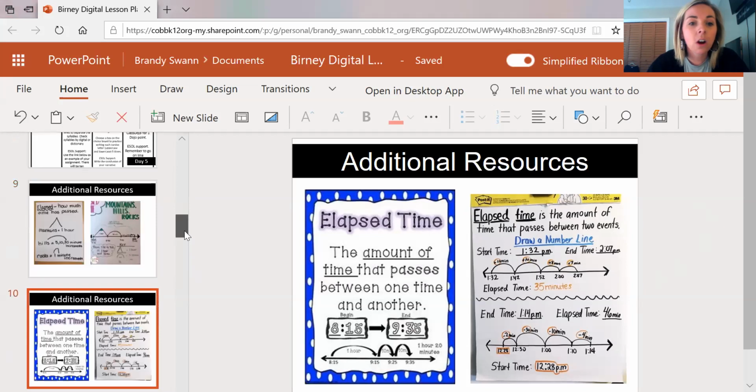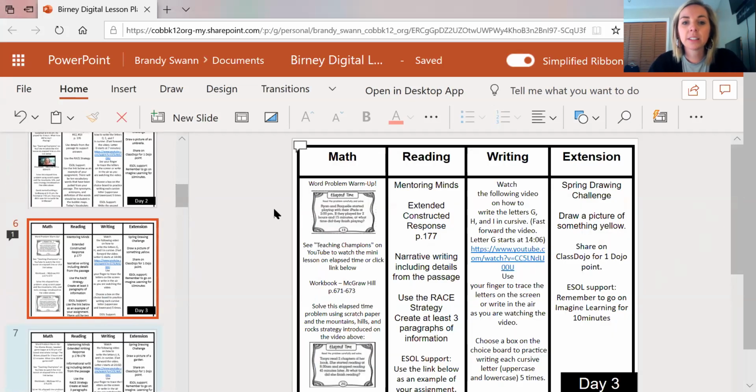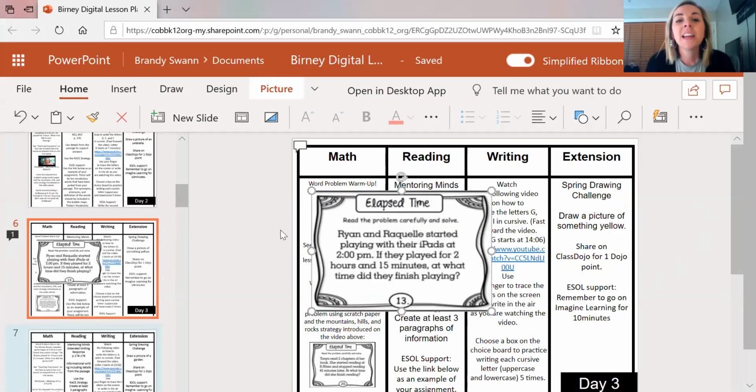So today we're going to solve the word problem warm-up. I'm going to make it bigger for this. It's going to be a little blurry. It says Ryan and Raquel started playing with their iPads at 2:00 p.m. If they played for 2 hours and 15 minutes, at what time did they finish playing?